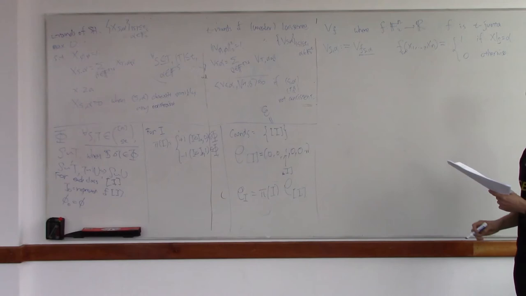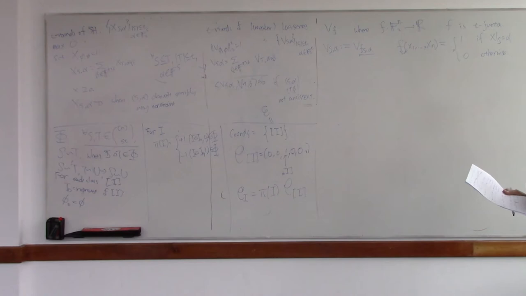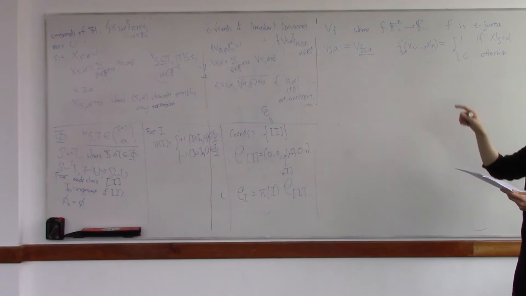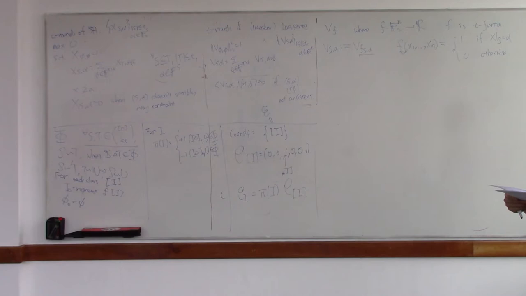Sorry, what was V of F? I'm going to construct V of F; I haven't told you what it is yet. So there's some function f, which is a t-junta. Yes. And then given that function f, there's another function f sub S comma alpha.